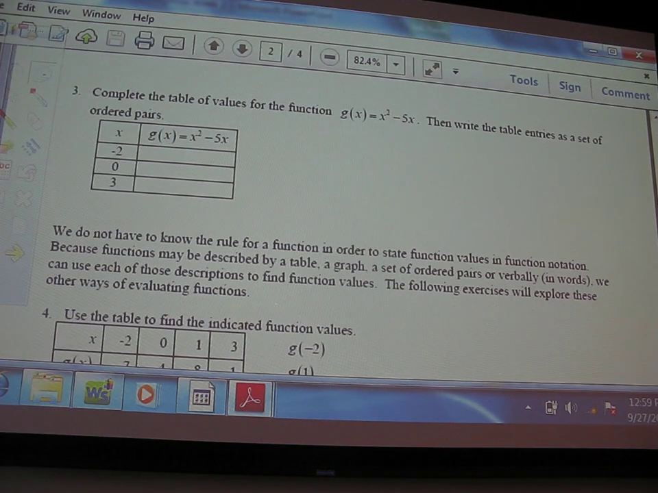Do you want to just check in after 1 and 2, or do you want to do 1, 2, and then 3 and 4, and then check in? What do you guys want to do? All right, do 1 and 2 and check in. That's fine. Get in your groups, do number 1 and 2, and then we'll check in.